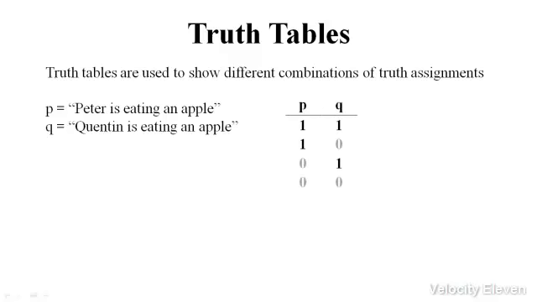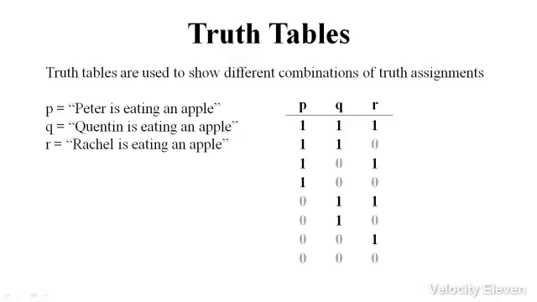We can add a second proposition into the mix. And here we have 4 possibilities. There's the possibility that P is true and Q is true. We have the possibility that P is true and Q is false. We have the possibility that P is false and Q is true. And we have the possibility that P is false and Q is false. We can add even more propositions into the mix to make the truth table even bigger.